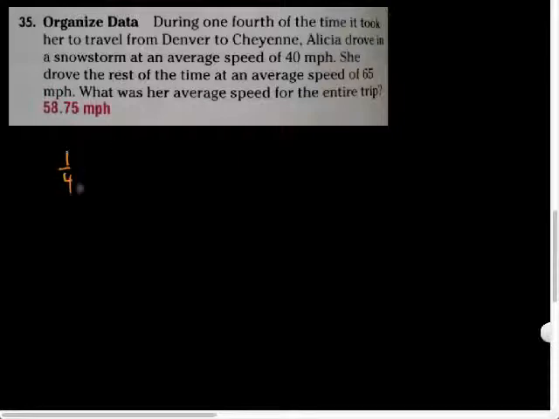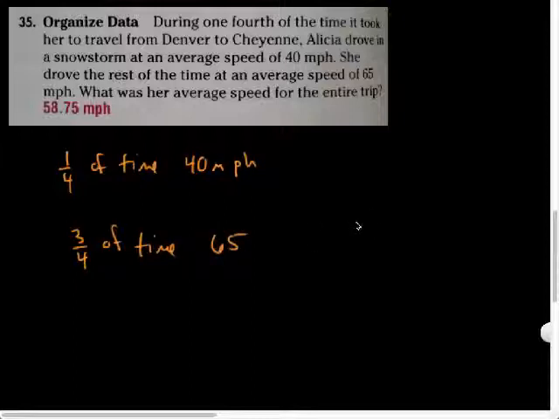So 1/4 of the time, she was traveling how fast? 40 miles per hour. What's a fraction that would describe the rest of the time? 3/4 of the time, she's traveling 65 miles per hour, right? And I know that the average of all of her overall speed, that's what we're interested in, is the average.